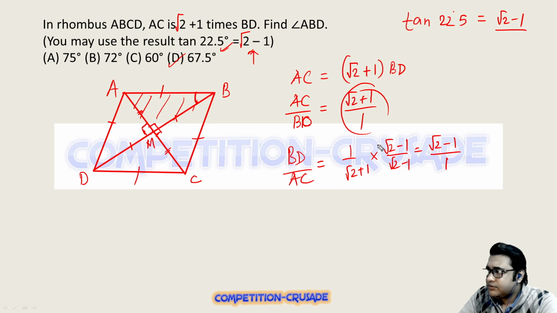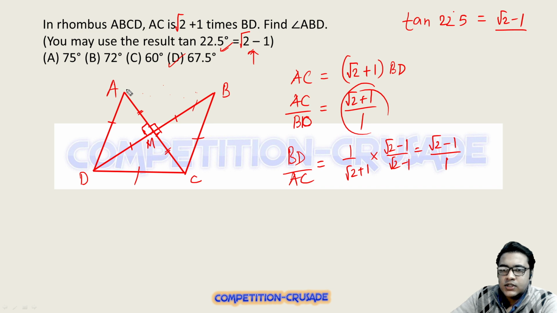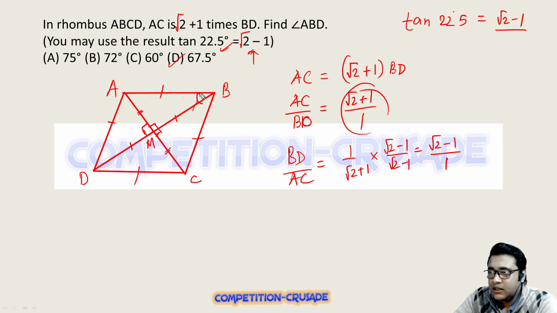So perpendicular is BD upon AC. Okay, perpendicular BD upon AC. So if you pay attention, we are actually talking about angle MAB. So this is the angle which we just calculated, 22.5. Perpendicular by base. Please remember, tan theta is perpendicular by base.